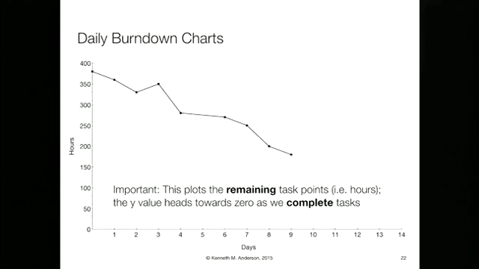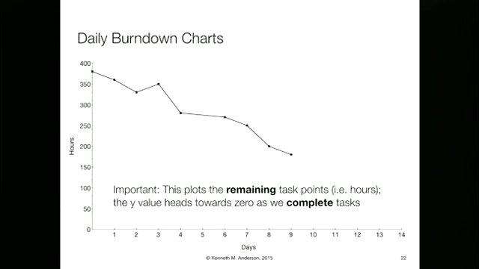Then within an iteration, you do the same thing with respect to the number of points that were assigned to that iteration. So within the iteration, suddenly we're switching to hours. You've got story points. Those stories have tasks, and those tasks have hours. And in the daily burn down chart, what you show is how many hours of work we think are remaining based on the tasks that still have to be done.